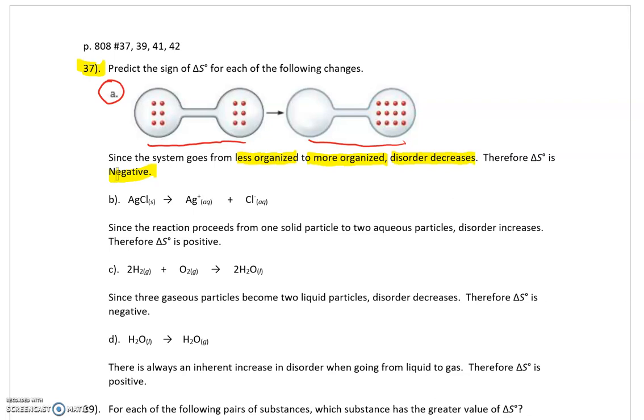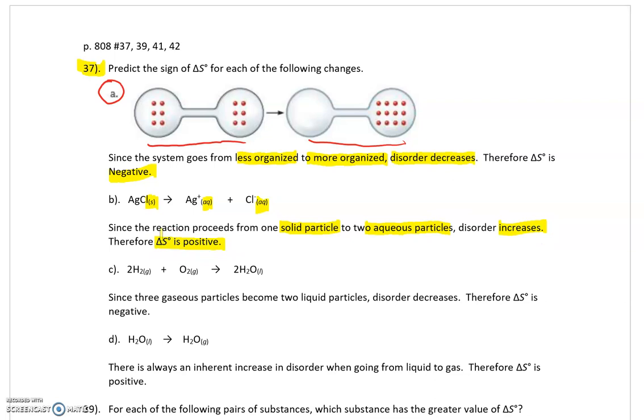And we're looking at the same thing in part B. Here we've got a solid. We know that solids are always way more organized. After it dissolves, it's aqueous. Well, you're not going to be able to contain a whole lot of molecules very neatly when they're dissolved in stuff. So the disorder is going to increase by quite a lot. And so since this reaction proceeds from one solid particle to two aqueous particles, our disorder is increasing, and therefore our delta S is positive.